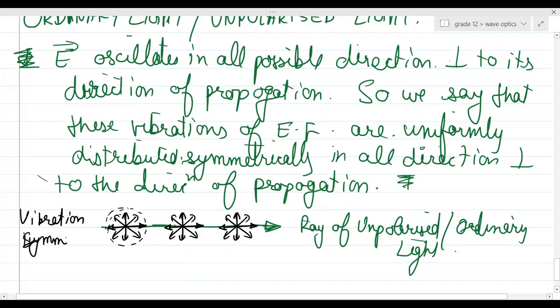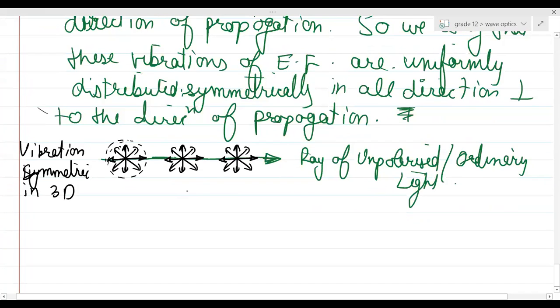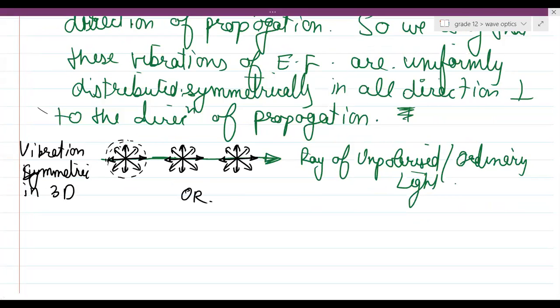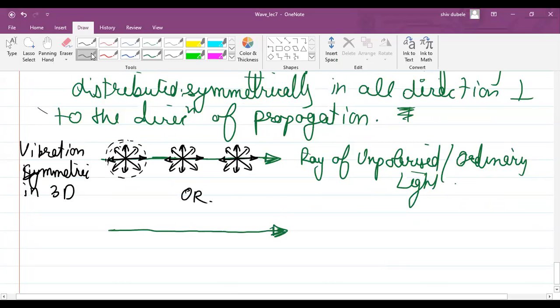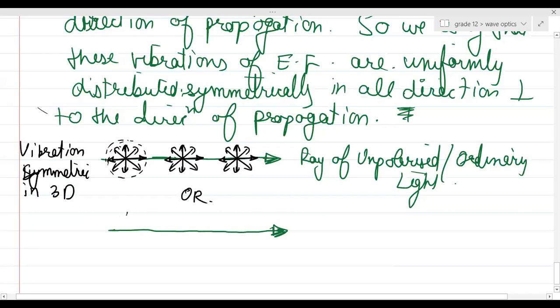symmetric in 3D, right? Keep this in mind. Either you draw it like this, or simply draw an arrow, draw an arrow, draw an arrow, draw an arrow, and on these arrows draw dots.